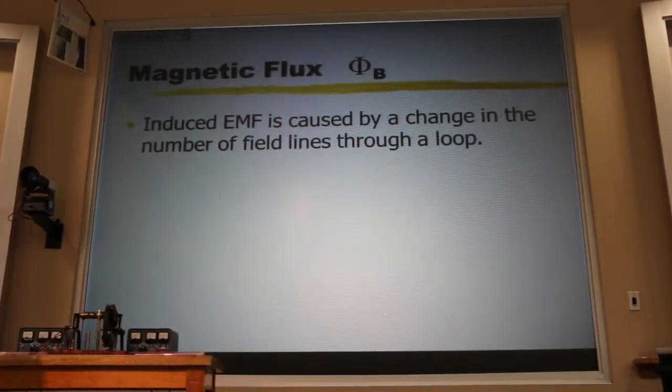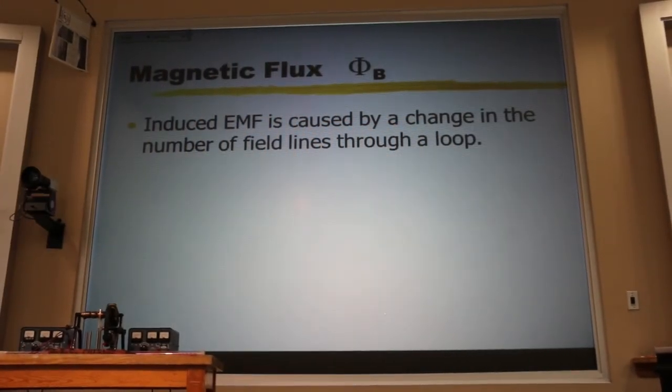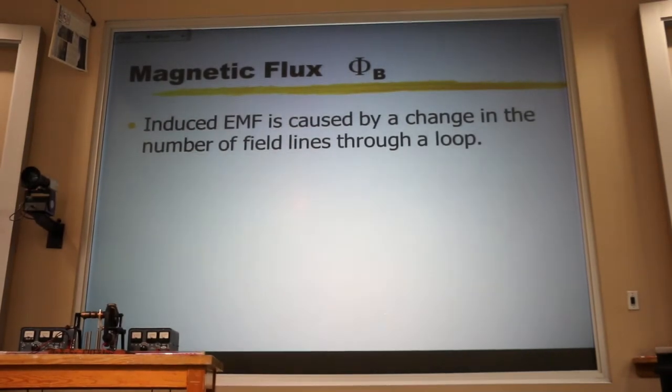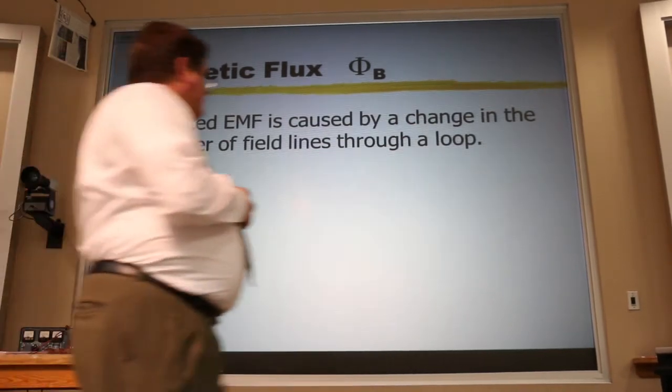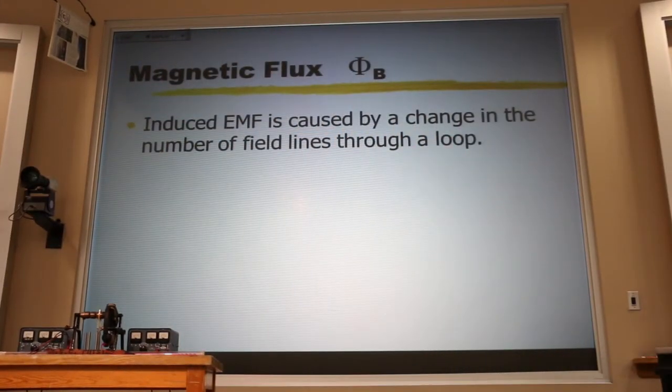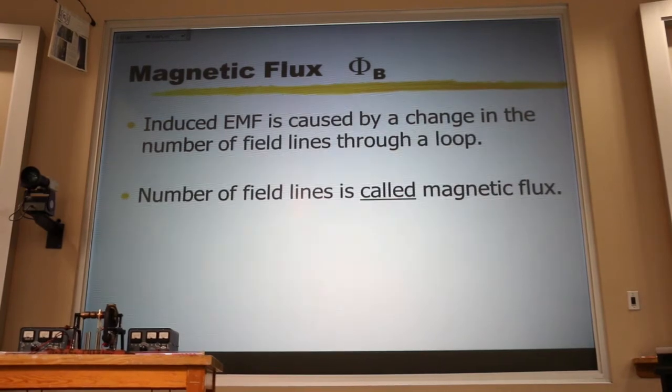And when we change the number of field lines through a copper loop, it sets up an EMF. Do you remember what an EMF is? An electromotive force, but it's really just a battery, an invisible battery that drives this induced current. Now, the number of field lines is what we call the magnetic flux. And to calculate it, we multiply the magnetic field strength in Tesla times the area in meters squared.